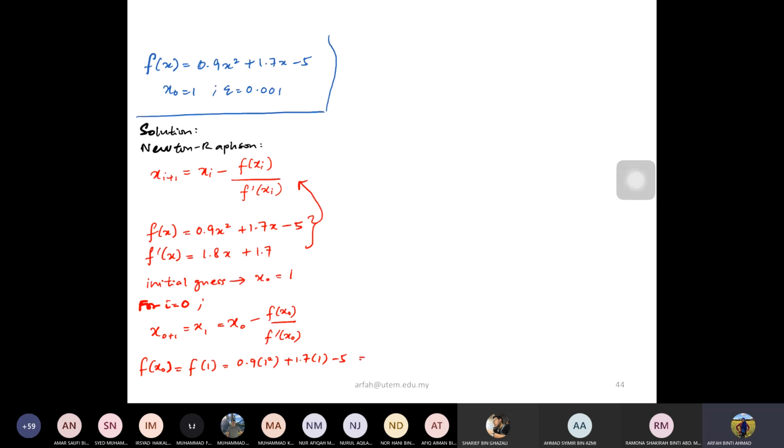Cepat-cepat cuba kira dapat berapa? Saya punya calculator tertinggal kat UTM. Can anyone give me what is the answer for this one? By substitute z1 in the equation of f of x, what will be the answer for this one?